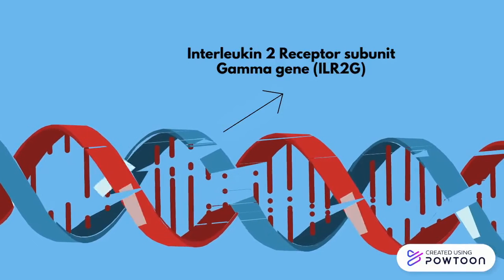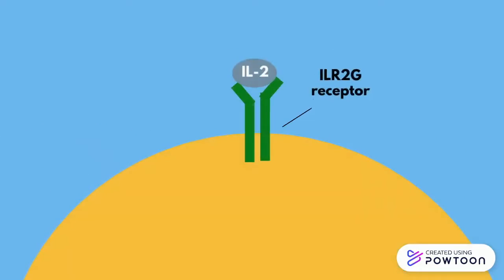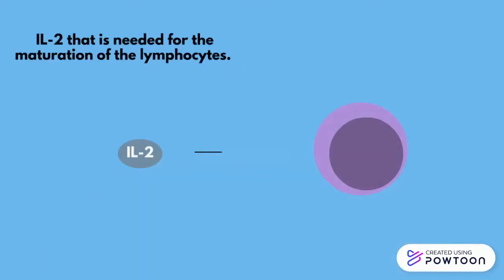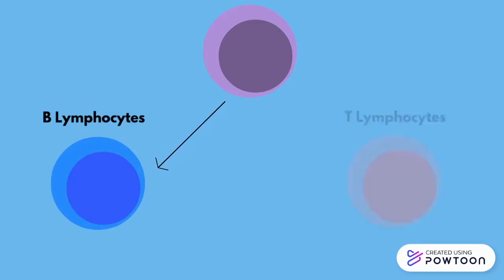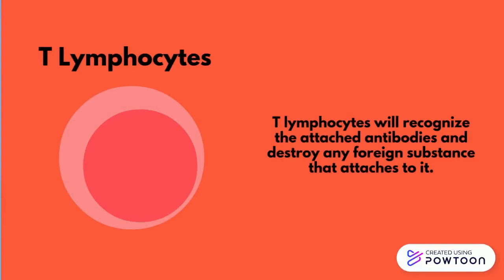The IL2RG gene provides instruction for making a protein called the common gamma chain. This protein is a component of several different receptors that are involved in the immune system. One of the main functions of this receptor is to generate a protein that is needed for the maturation of lymphocytes. The lymphocytes are one of the main components of the immune system. They can be divided into two, which are called B and T lymphocytes. The B lymphocyte produces various antibodies that will attach to a foreign substance, while the T lymphocyte will recognize the attached antibodies and destroy any foreign substance that attaches to it.